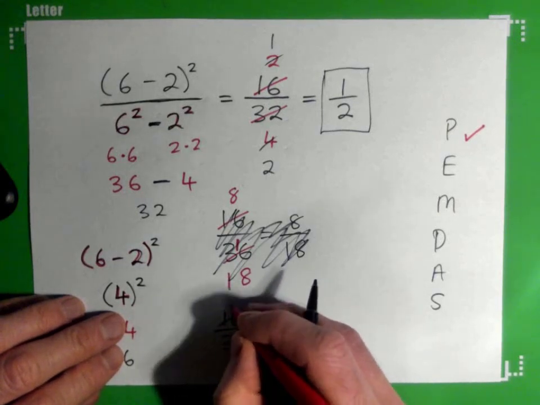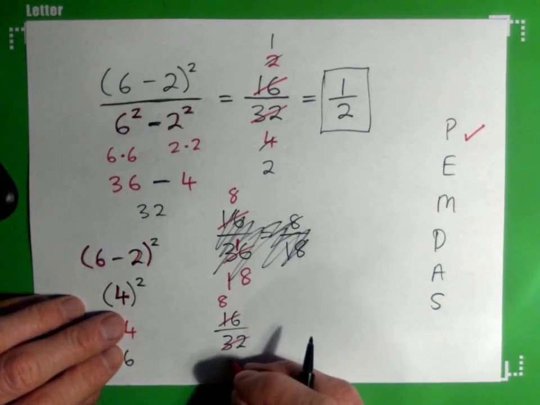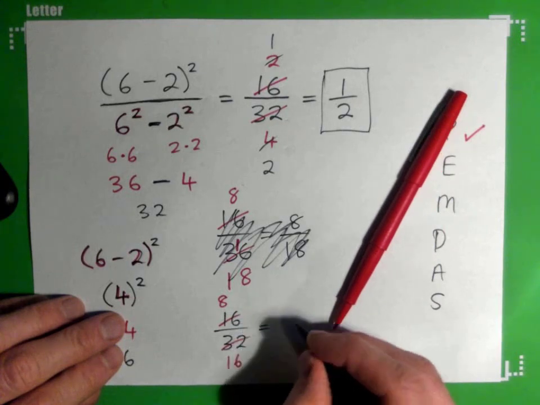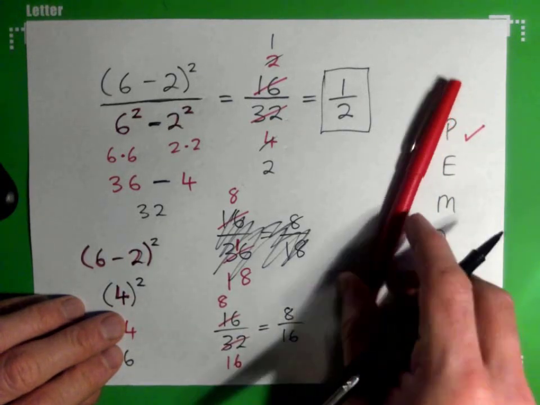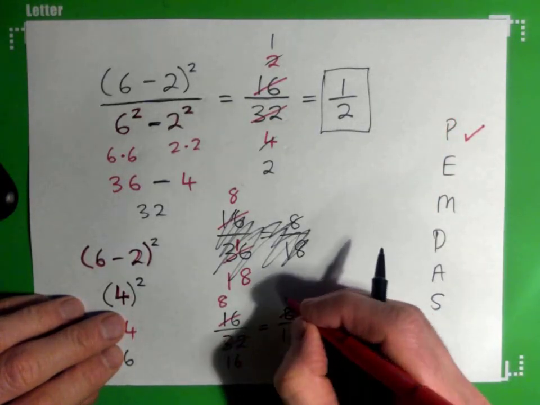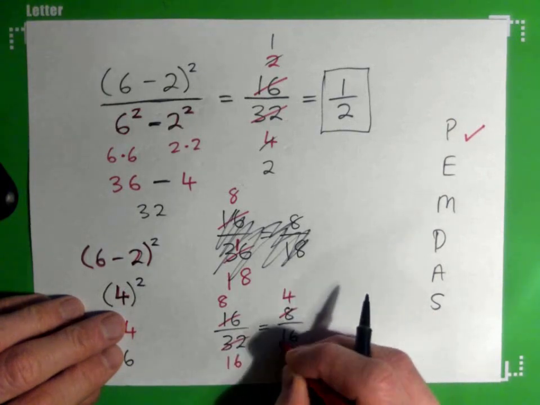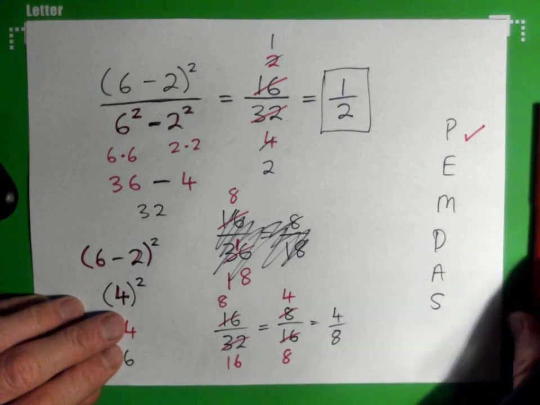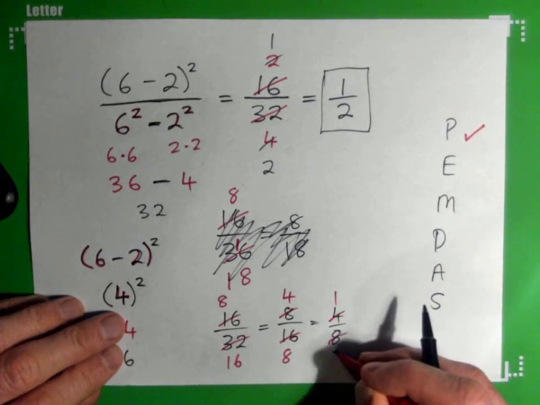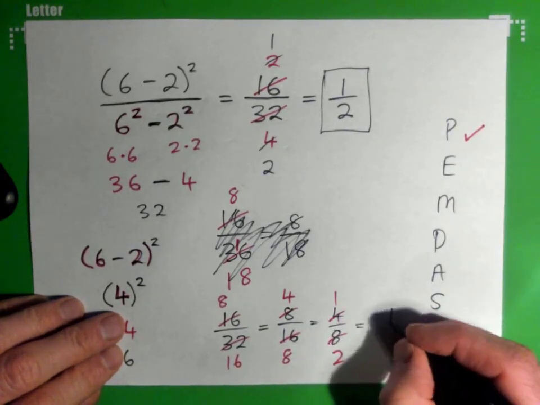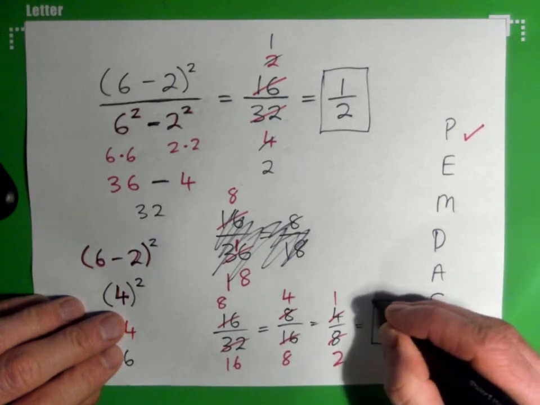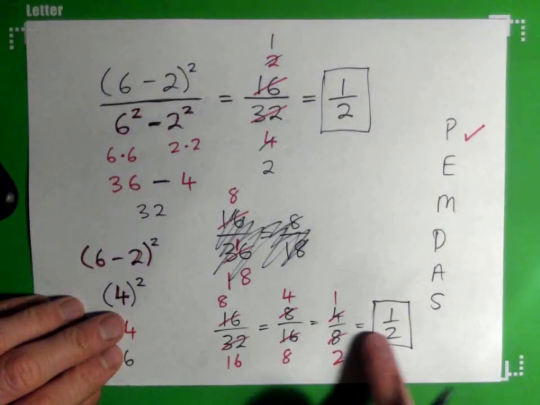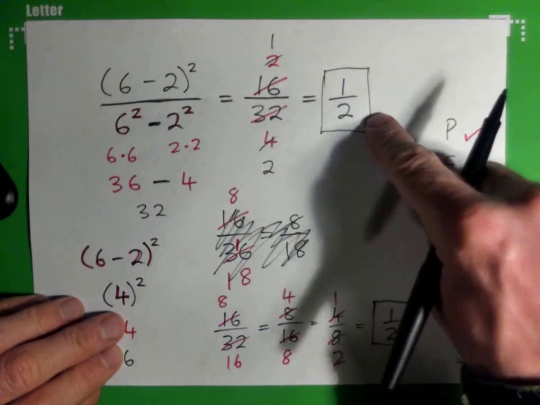2 into 16 could go 8 times. 2 into 32 would be 16. So you could have got 8 over 16. And then you might go 2 into 8 goes 4 times, and 2 into 16 goes 8 times. We've got 4 over 8. And then you might go 4 into that goes once, 4 into 8 goes twice, 1/2. It doesn't matter how you choose to simplify it, you should find that it is 1/2 in the end.